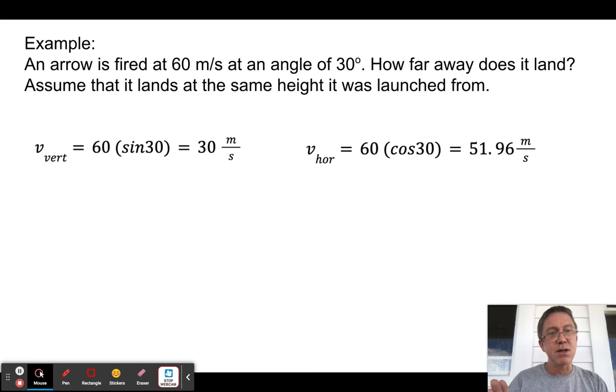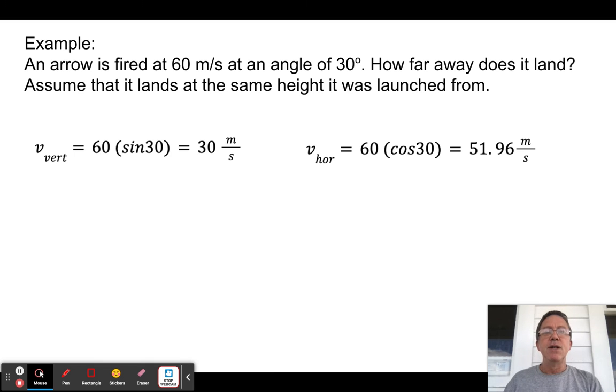Now, the horizontal component is going to be 60 times the cosine of 30, which is this. Now, by the way, please keep in mind, these two do not have to add up to 60. The square of this plus the square of this, take the square root, that's going to be 60, but these two don't equal each other, okay? These don't add up to 60.